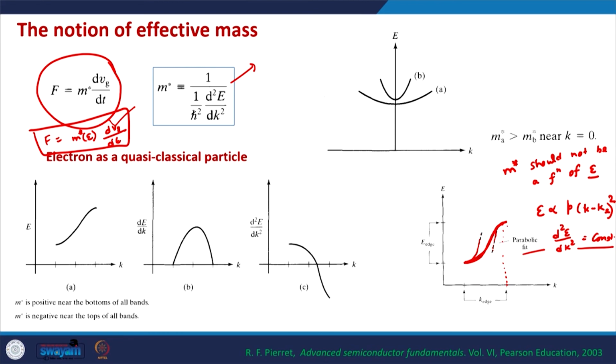So, in those regimes of the E-k plot where the plot can be approximated by a parabola, the effective mass is independent of energy, the effective mass is constant, and in those regimes, if electrons have those E and k values, this equation can be directly used, and the idea of effective mass is highly applicable, highly useful and simple as well.